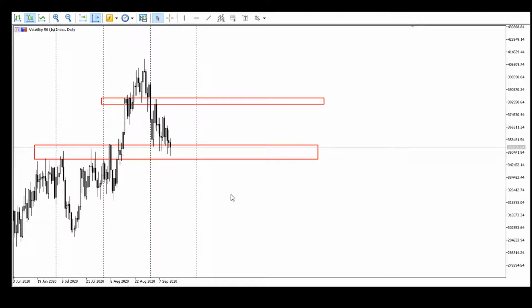Hello traders, today we are going to analyze V50 on S index. So as you can see, I draw this level. You can see clearly at a daily time frame.